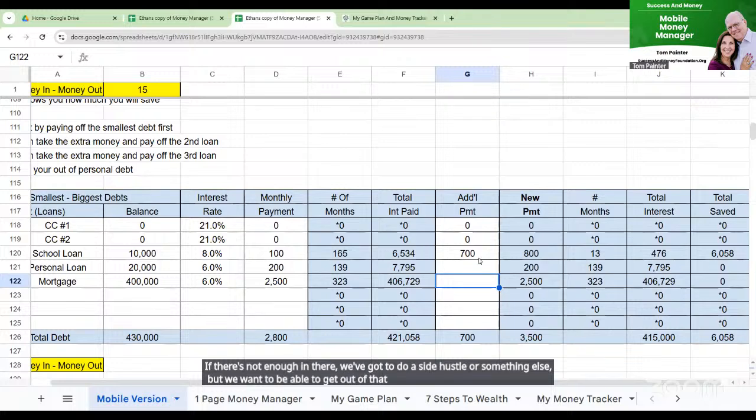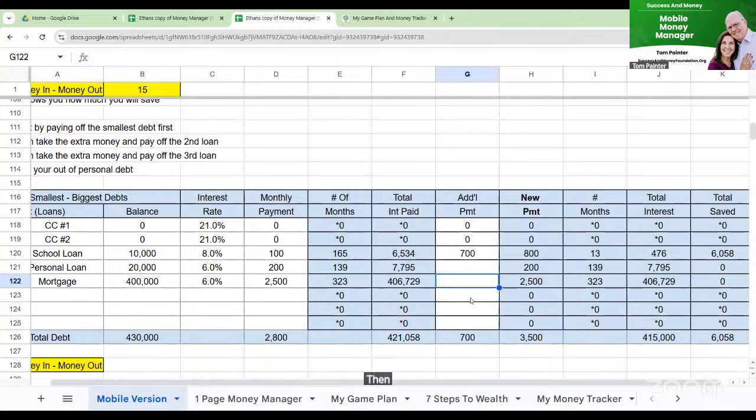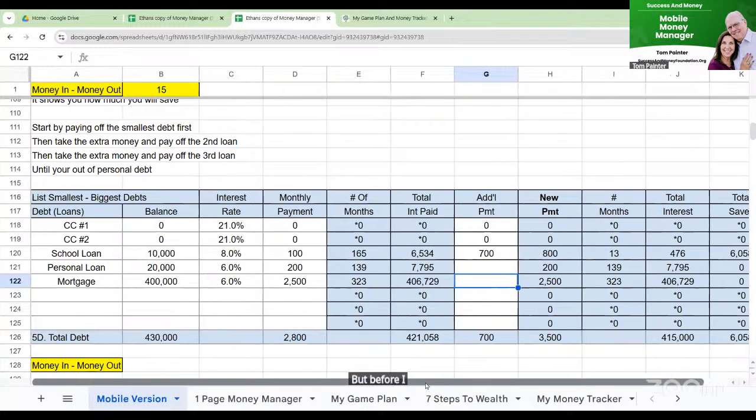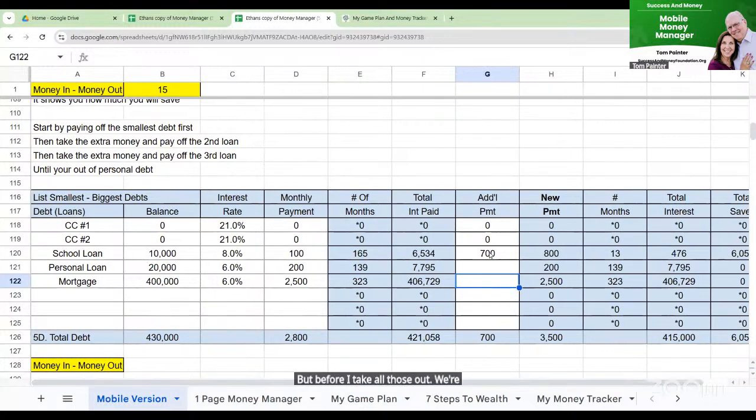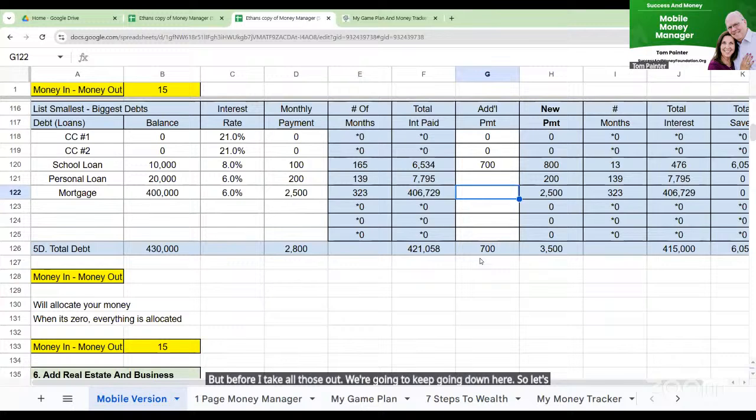So by taking the money and rolling it from the first one to the second one to the third one, that will make that huge difference. Now, once we get that paid off, then of course we can roll it to the next one and to the next one and to the next one. But before I take all those out, we're going to keep going down here. So let's scroll down just a little bit more.